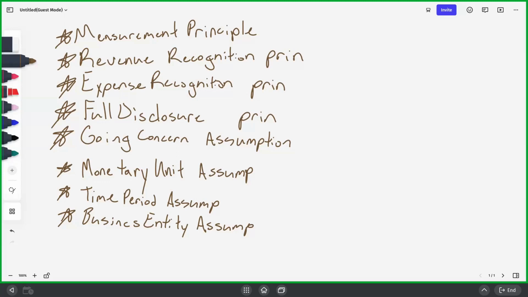So what about the revenue recognition principle? Anyone feel confident in giving me an example of that? What do you guys think when you hear revenue recognition principle? Now, exactly when is it earned?